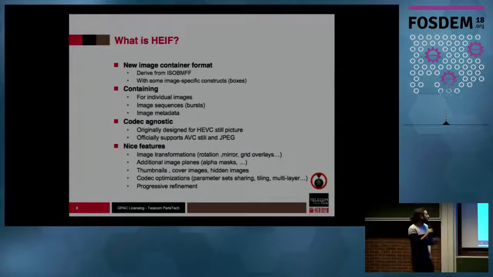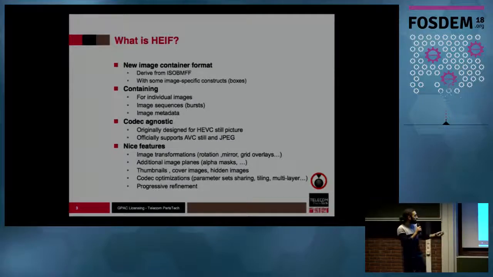So what is HEIF? HEIF is a new image container format. It's derived from ISO BMFF, with some image-specific constructs, boxes. It may contain individual images or image sequences, like bursts, or image metadata. It's codec agnostic, originally designed for HEVC still pictures, and it officially supports AVC still and JPEG.